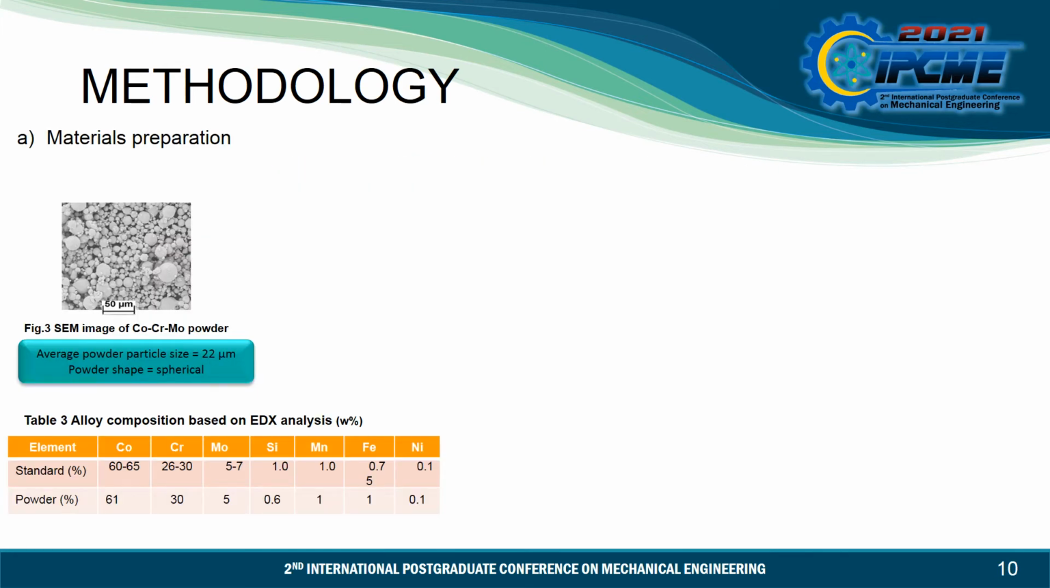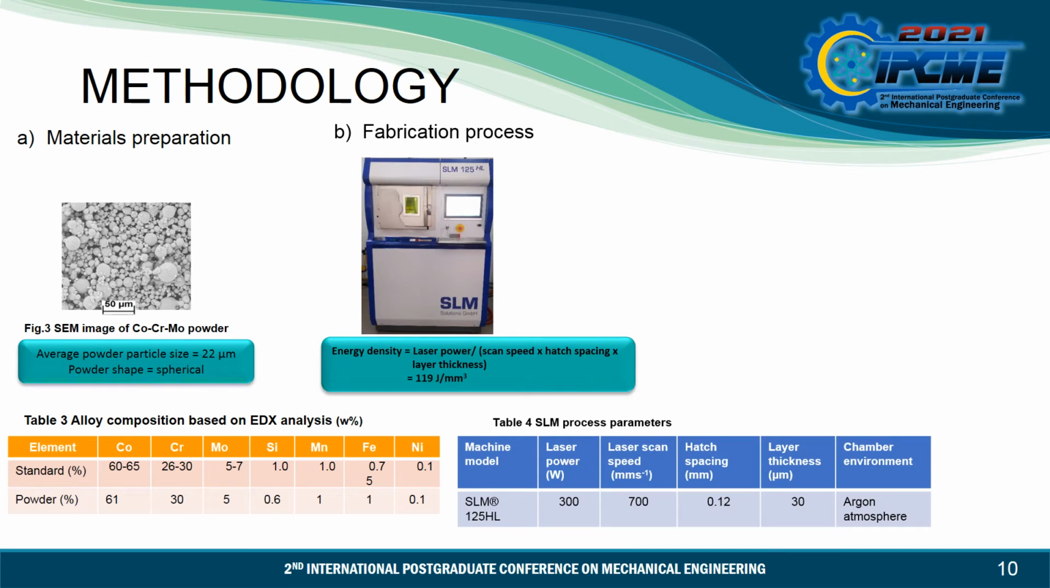The material used in this paper is cobalt chromium molybdenum powder, where the average powder particle size is 22 micrometer and the powder shape is spherical. The fabrication process involved in this paper is selective laser melting. This is one of the additive manufacturing technologies, with an energy density of 190 joule per millimeter cubed, where the energy density can be calculated from the process parameters summarized in table 4, including laser power, laser scan speed, hatch spacing, layer thickness, and also the chamber environment.